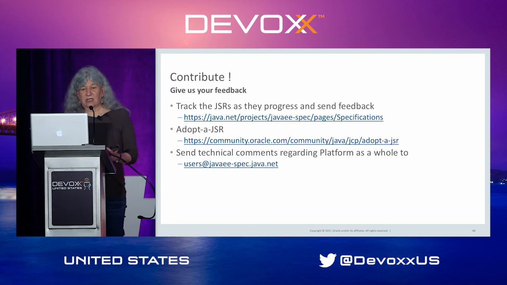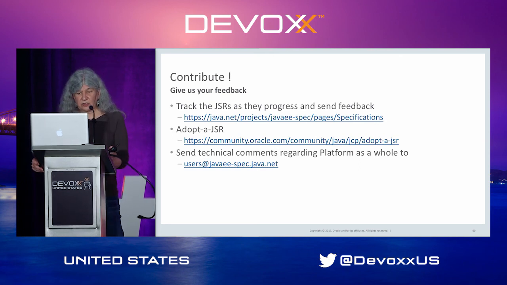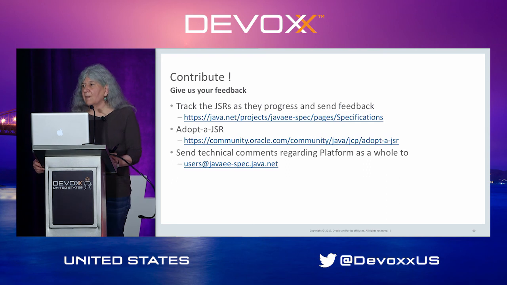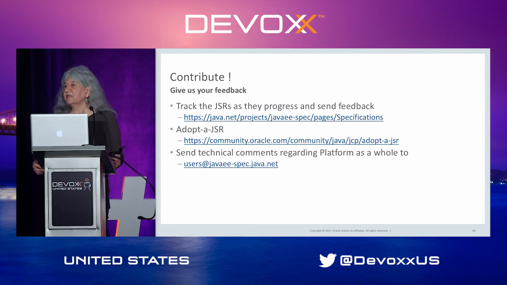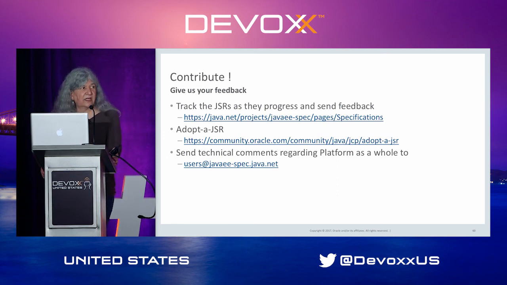Adopt a JSR is a wonderful program where users can get together. These have been historically mostly JUGs, but you don't need to be a JUG to do an Adopt a JSR, to aggregate feedback and channel it to the expert groups. So many of our expert groups are participants in the Adopt a JSR projects. Heather Vancouver is one of our prime advocates for Adopt a JSR. If she's here, Heather, I can't see you, but please wave your hand. Heather will be in the exhibit area, and feel free to contact her about Adopt a JSR. And if you have technical comments regarding the platform as a whole, you can certainly send them to me, but more useful would be to send them to the users list for the platform JSR, and that's available at this link, and that will go to the members of the expert group for the platform.